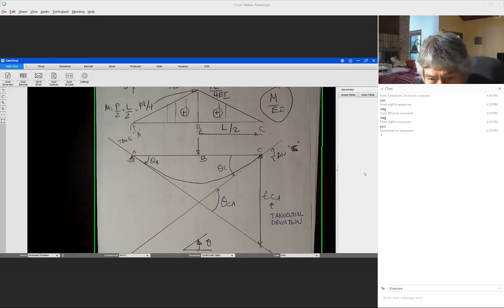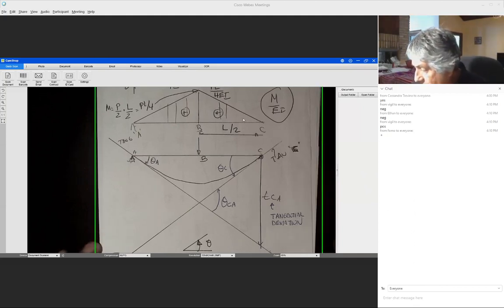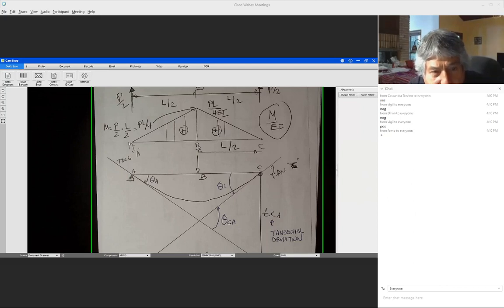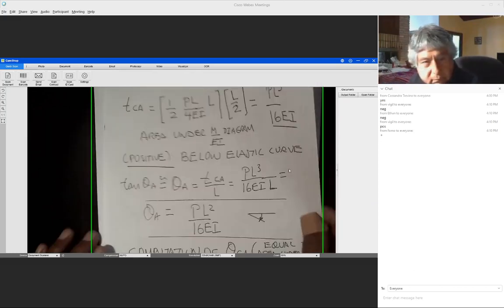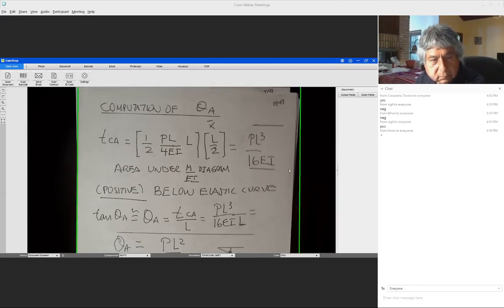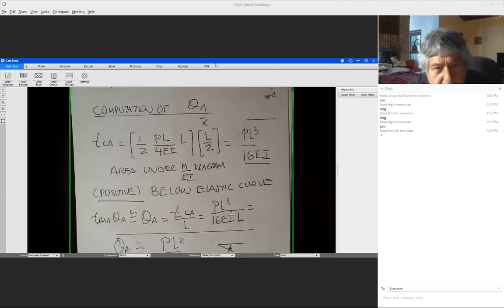So I'm going to compute TCA. It's going to be this area under the M over EI diagram. This area is 1/2 of L times P L over 4 EI, multiplied times L over 2. To compute theta A, I'm going to find TCA first. The total area, 1/2 PL over 4EI times L, times the distance to the centroid, L over 2.